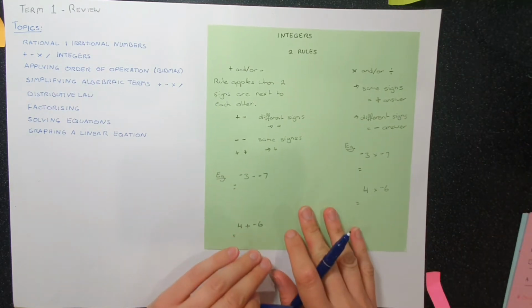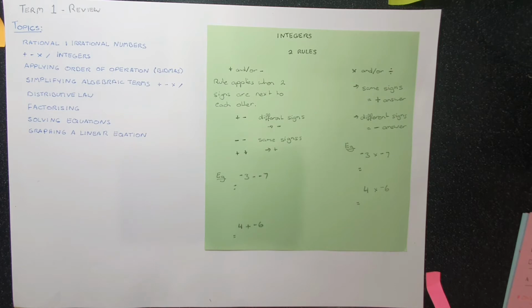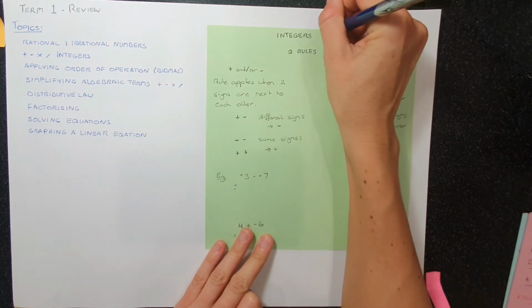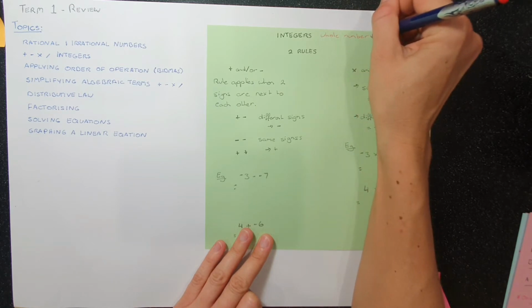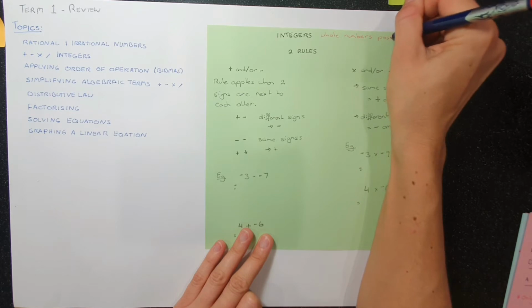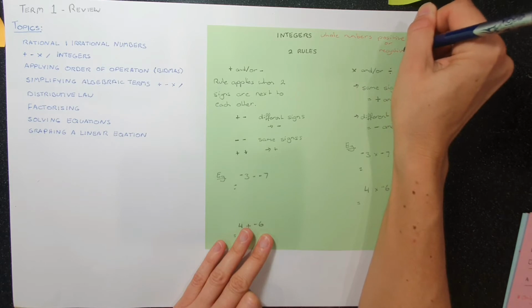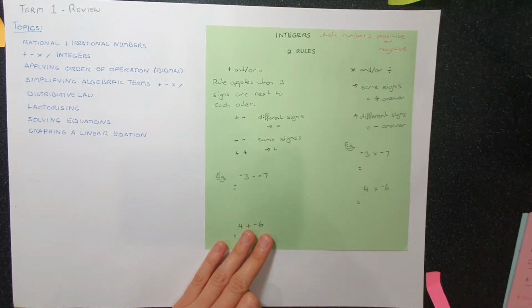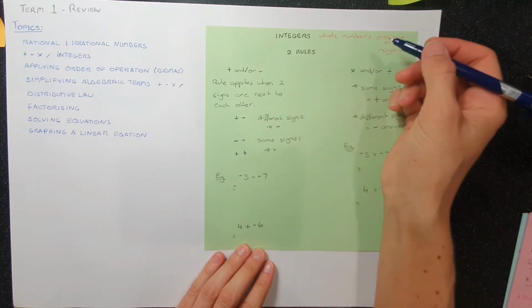Okay, let's have a look at integers. When we're talking about integers, we are talking about, I'm going to grab a different colored pen, whole numbers. Now, whole numbers can either be positive or negative. So, whole numbers that are positive or negative. When we're looking at integers, we're looking at how we can simplify them or solve questions using integers, and we're going to look at how we can work with them in two ways.